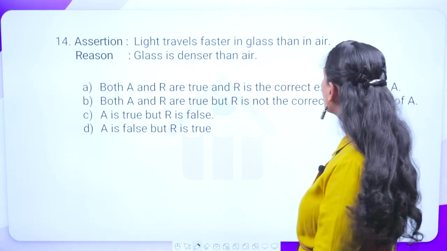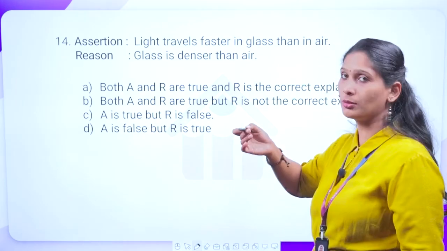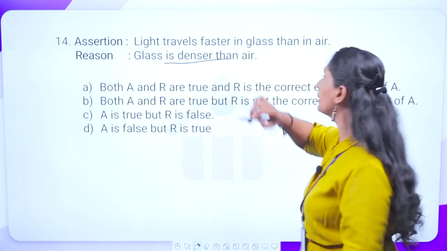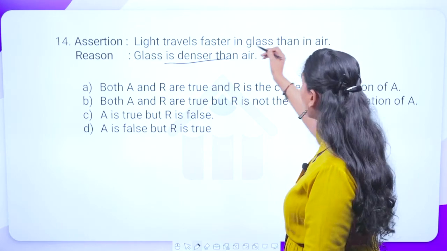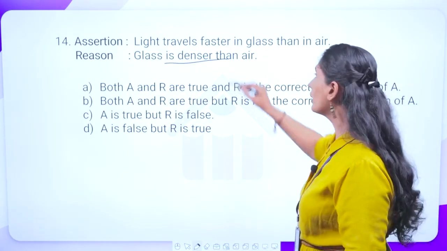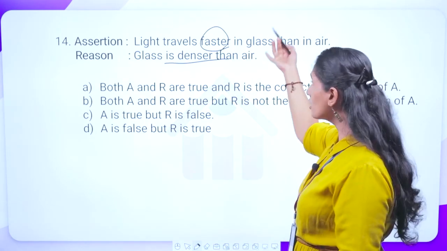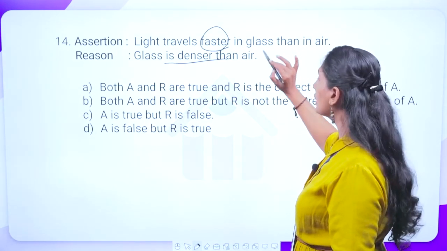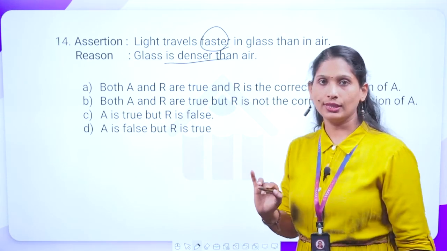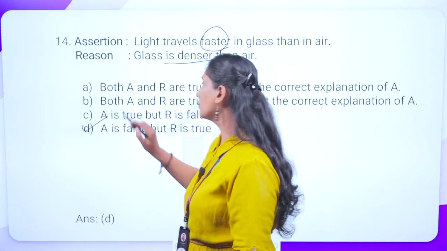Okay, I do accept it. Light travels faster in glass than air, that is not possible, because glass is a denser medium. That is true, and since glass is a denser medium, the velocity is less there. So it can't move fast, it will be slower. So the assertion is false and the reason is true. Clear? So it is option D.